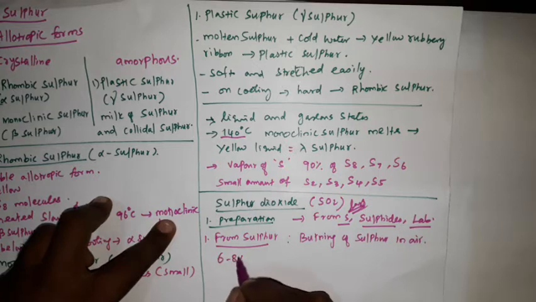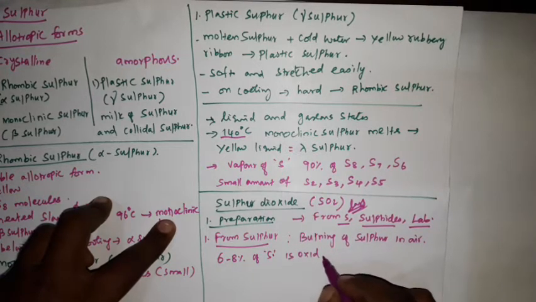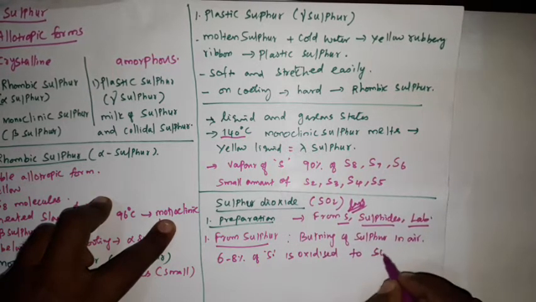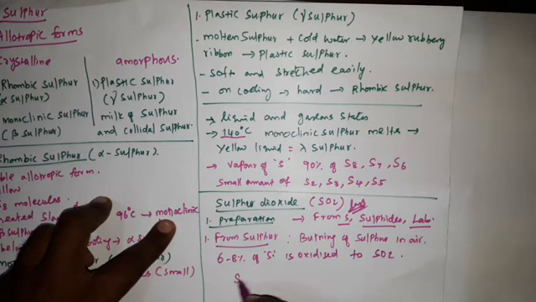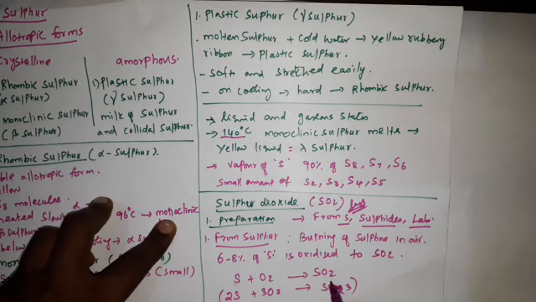About 6 to 8% of sulfur is oxidized to SO2, sulfur dioxide. Okay, so sulfur plus oxygen, we will get SO2. Also sulfur plus oxygen, that is another equation, 2S + 3O2. So when excess sulfur reacts with oxygen, we will get sulfur trioxide. Okay, so actually this equation is not important, so this equation is enough. S plus O2, it will give SO2.